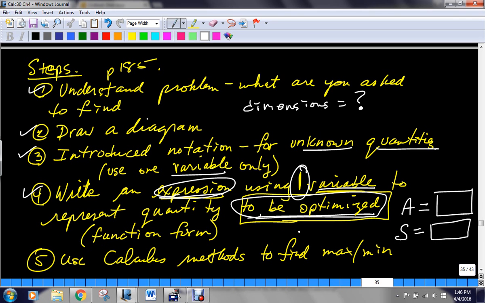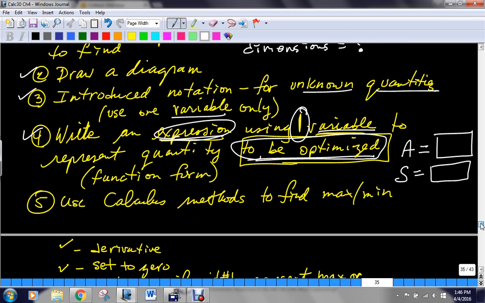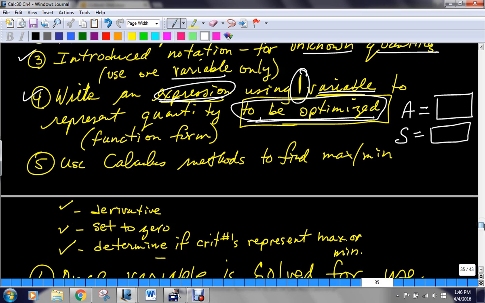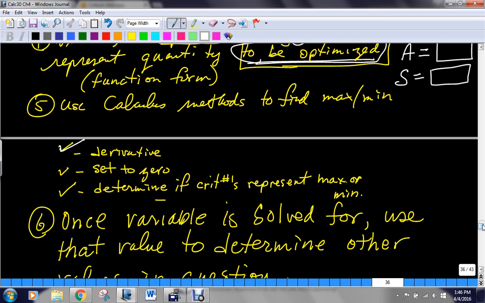And then number 5, use calculus methods to find your max and min values. And of course, those calculus methods include finding the derivative of the function that you're trying to optimize, setting that derivative, and it might be easier if it's factored, right? Setting that derivative to 0. Determine critical numbers, and then find out if they represent maximums or minimums. So that's the use the calculus methods part.